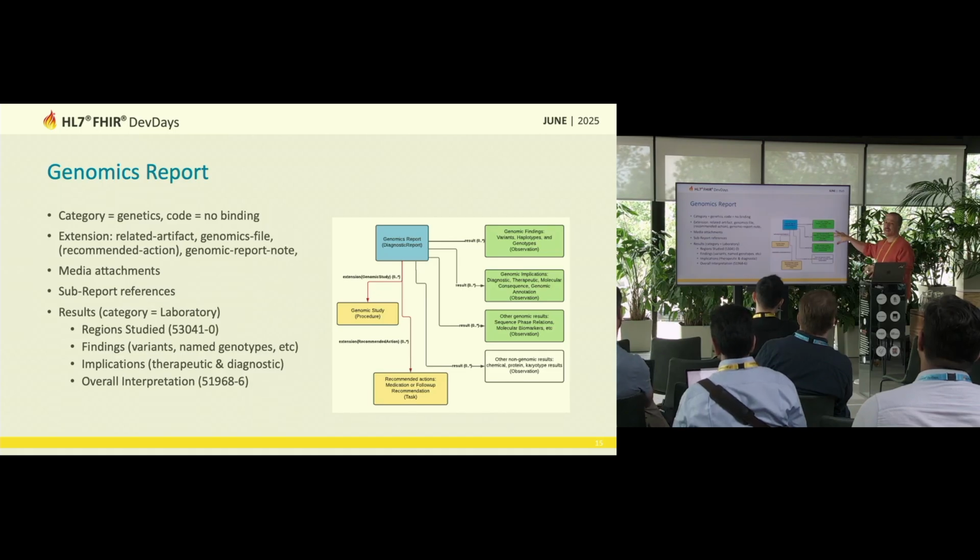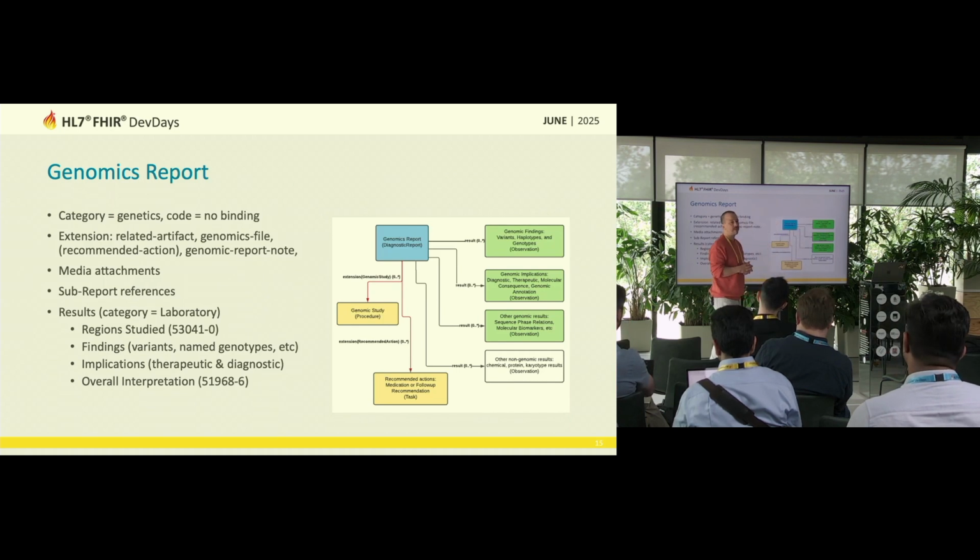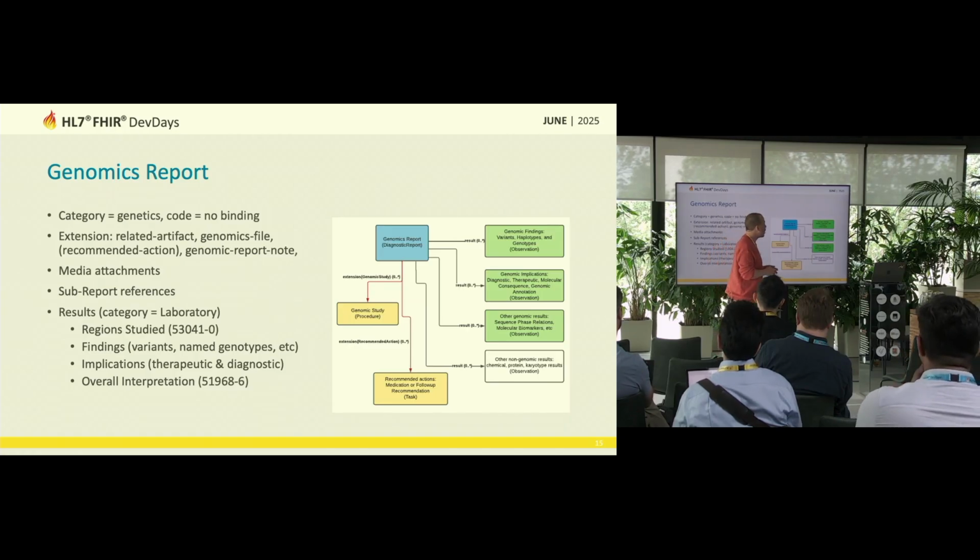So now we are diving into the profiles and how all the data is structured and combined together to form this report. We have the genomics report, which is a profile on the diagnostic report. Then through the result array, we are referencing several profiles or instances, for example, the genomic findings, most importantly variants, but we also have profiles for haplotypes or genotypes. Then we have the implications: diagnostic, therapeutic implication, molecular consequences, and genomic annotations.